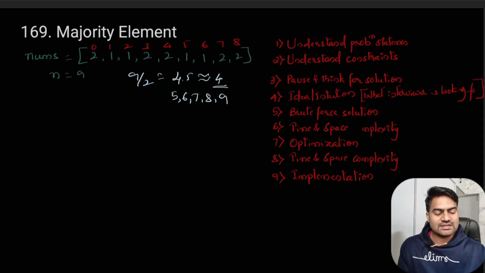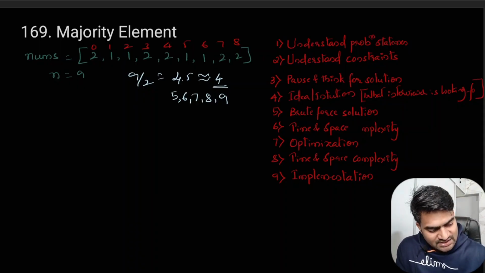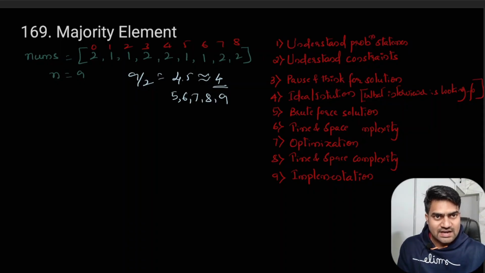You can pause for a second and think about a possible solution here. The interviewer will be expecting the most optimal solution, which is called Boyer-Moore's voting algorithm, which we will discuss later, but that will find the majority element in O of n time complexity. With that, let us try to understand the brute force solution for this.